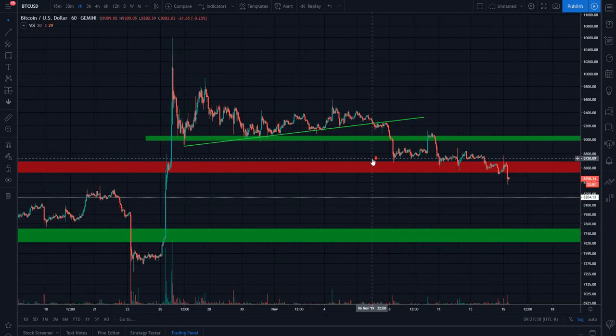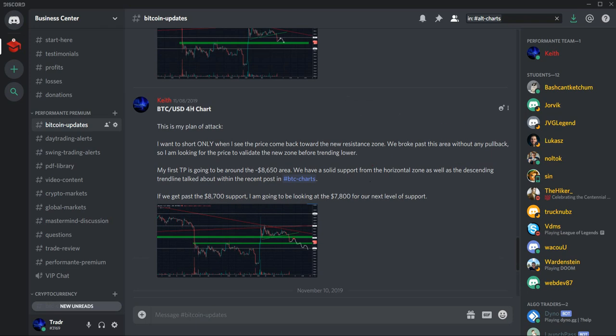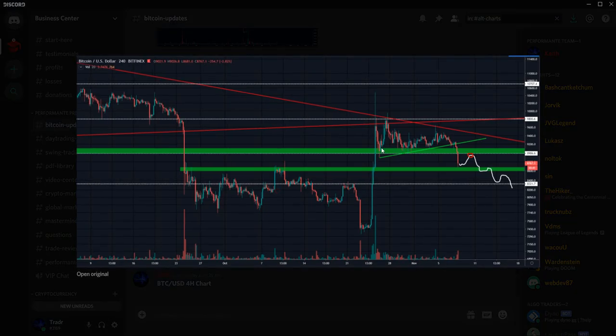So what happened then? We were expecting a push back up and an entry right around here. This was shown in the BTC charts right here, the BTC USD 4-hour chart. This is my plan of attack. So this is exactly what I did.